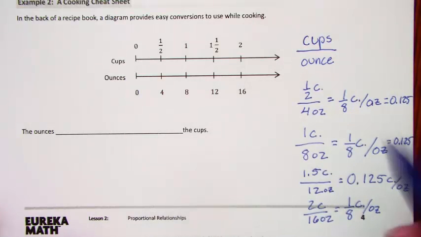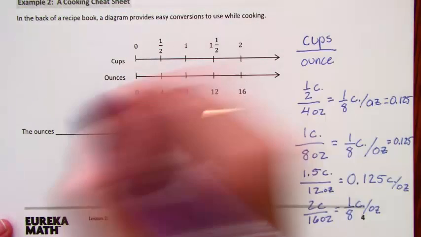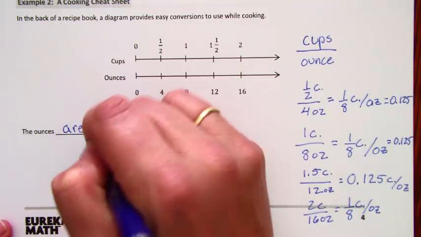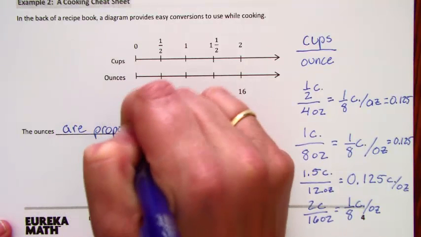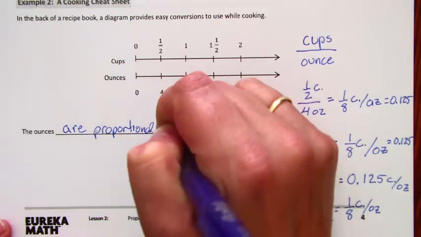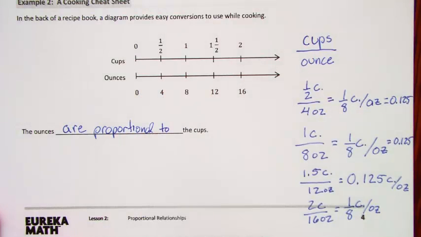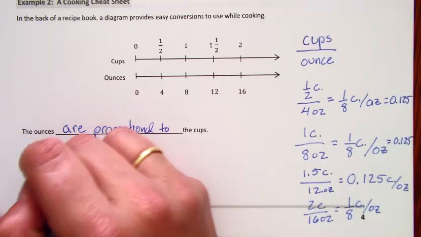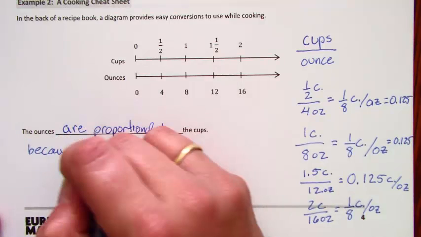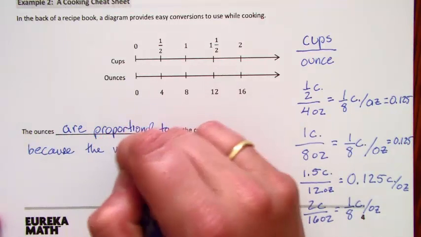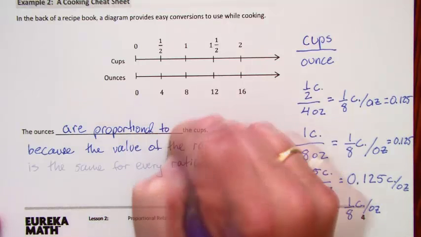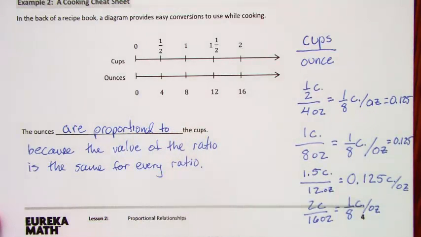So we can answer this question by saying the ounces are proportional to the cups because the value of the ratio is the same for every ratio.